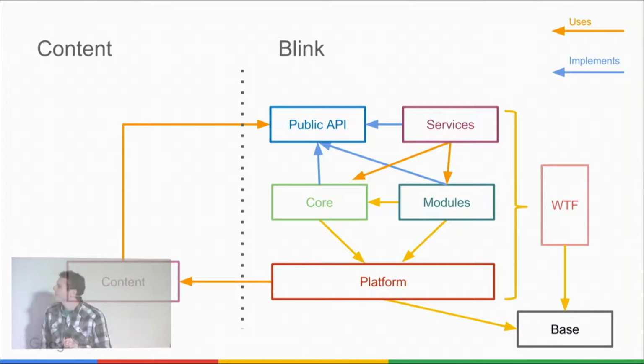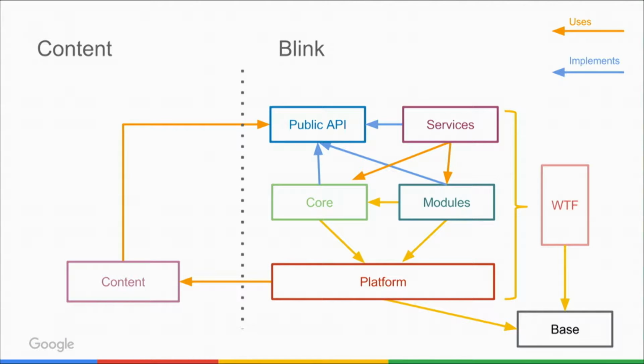And this is what the dependency graph ends up looking like. You have this public API, it's all pure virtual, and then those interfaces are implemented inside services, inside core, inside modules. And those things can use each other like they do today, and it funnels down to this platform layer, which I'll get to. And then we just removed tons and tons of abstraction here. This is much, much simpler than it was before.